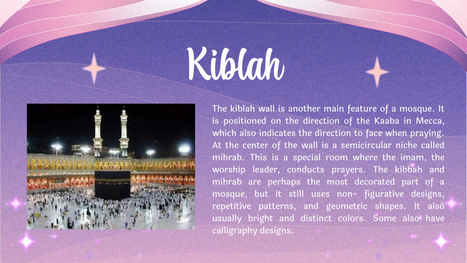At the center of the wall is a semicircular niche called the mihrab. This is a special room where the imam, the worship leader, conducts the prayers. The Qibla and mihrab are perhaps the most decorated parts of a mosque, but they still use non-figurative designs, repetitive patterns, and geometric shapes. They also usually use bright and distinct colors. Some also have calligraphy designs.